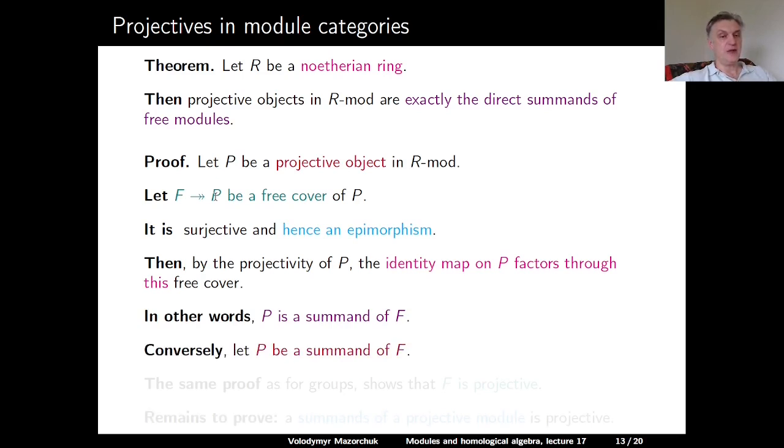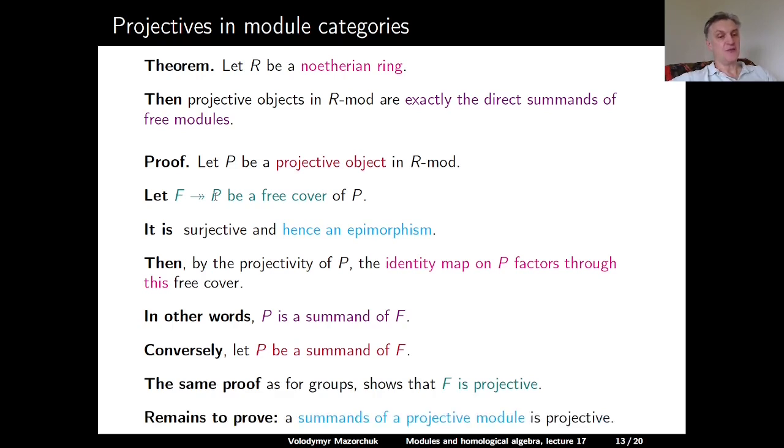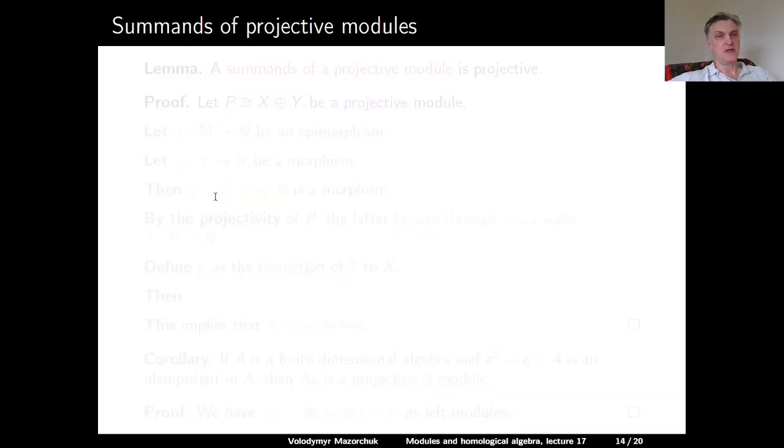Conversely, let P be a direct summand of F. The same proof as in the category of groups shows that any free module is projective. So it remains to show that any direct summand of a projective module is projective. So we show it as a separate lemma. A direct summand of a projective module is projective.